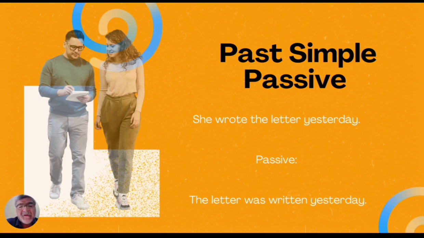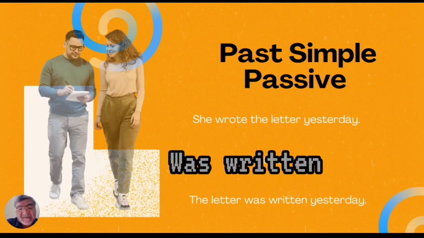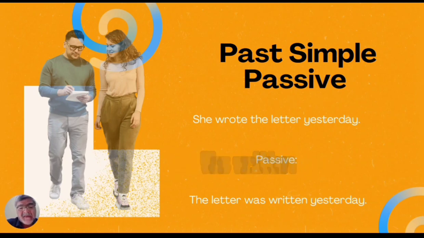In a passive, we say, for example, she wrote the letter yesterday. This is the simple past. But when we convert it into passive, we say the letter was written. You see that here again we've got a be verb like was, because it is past, then it becomes was. The letter was written yesterday. You remember that in the simple present we said that the letter is written every day, for example, but here we say the letter was written. It's that simple, you see.